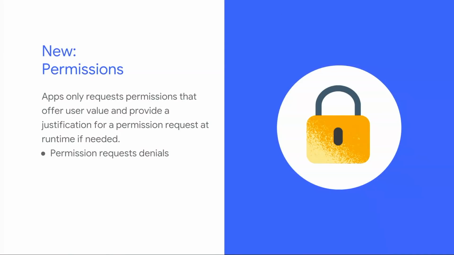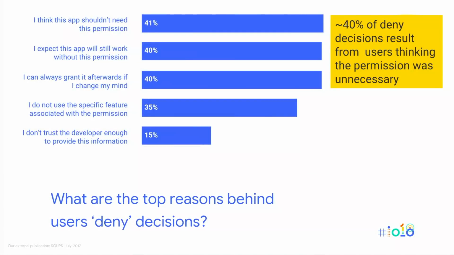Another new performance area we have is permissions. This is where we want to help you only request permissions that users think are required for the core value of your application to be provided to them. And if they don't think so, then provide them justification why you think they should actually provide that information. When we ask users what are the reasons that you deny permissions for applications, what we find is that the vast majority of them just think that the app doesn't need those permissions. So really providing a justification is critical for you to get users to give you the permission that you need to offer the best functionality possible in your application.